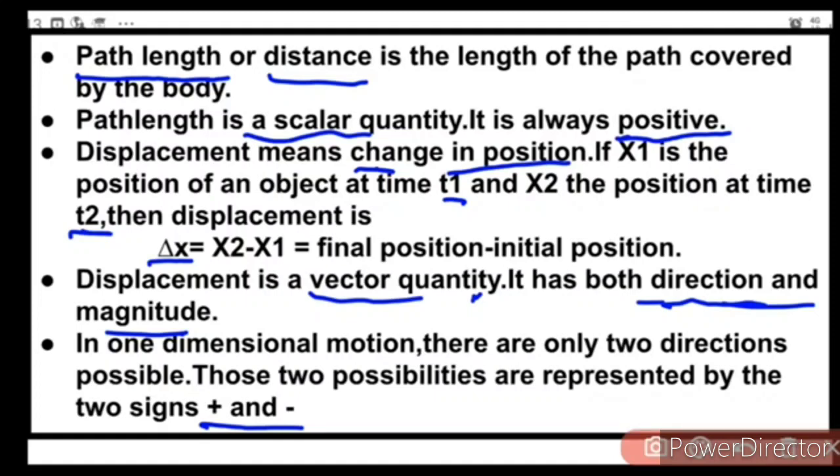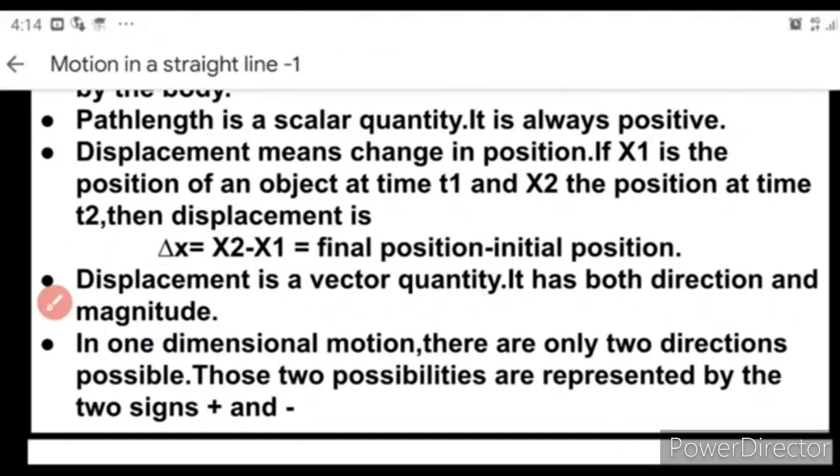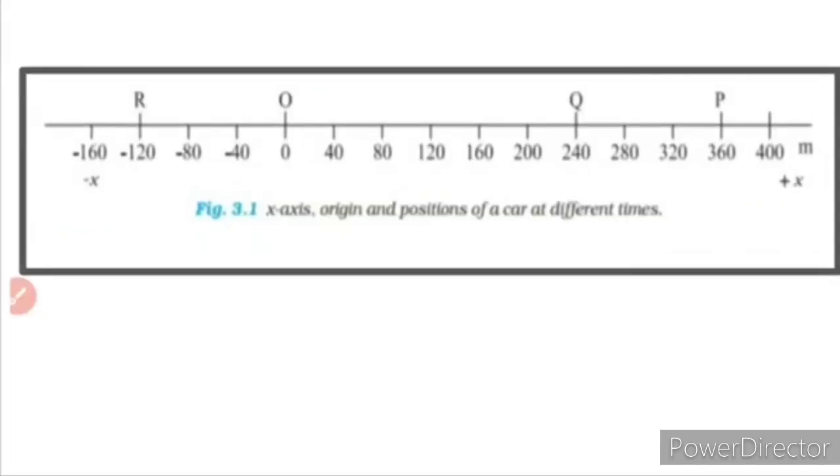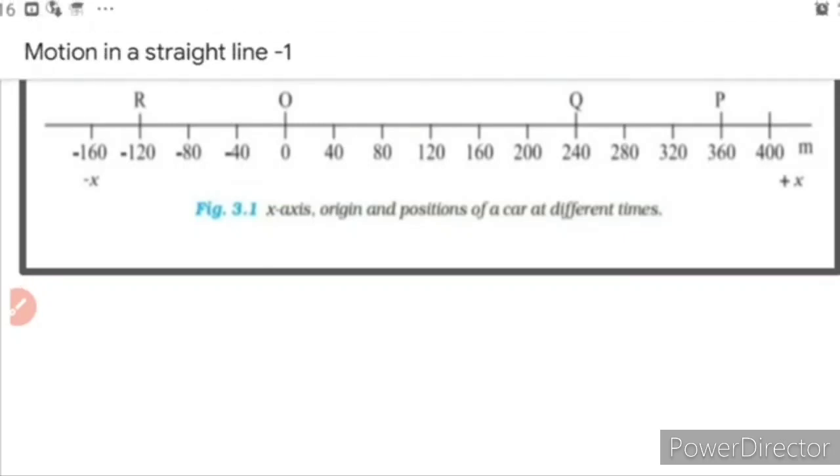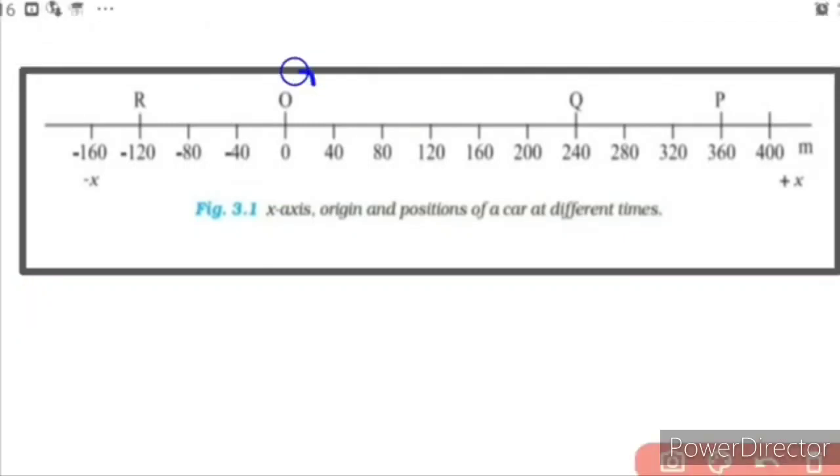Okay, so that's path length and displacement. Let's explain these terms more with the help of an example. We consider an example. In this example, the origin and the positions of the car at different times are shown. Origin means the starting point, that means the position from where the object starts. Now, P, Q, R are the different positions of the object at different instants of time.